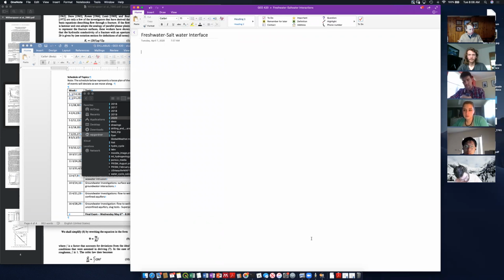Okay, so salty water and freshwater interact in a variety of different settings in hydrogeology, but obviously in coastal zones for sure, where you have the ocean and the terrestrial groundwater system adjacent to each other.